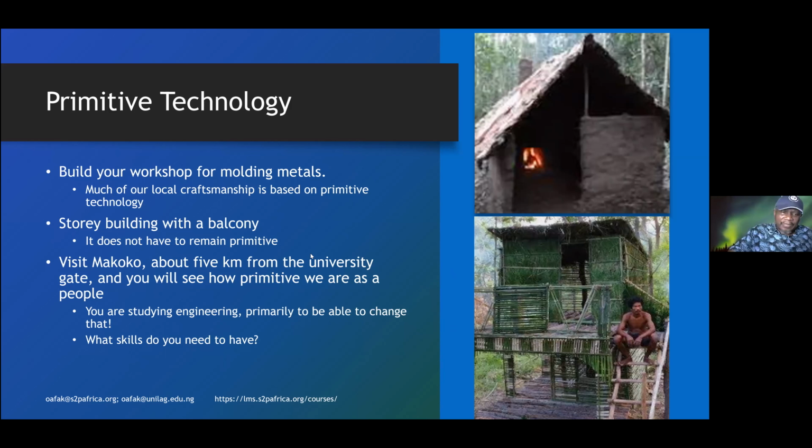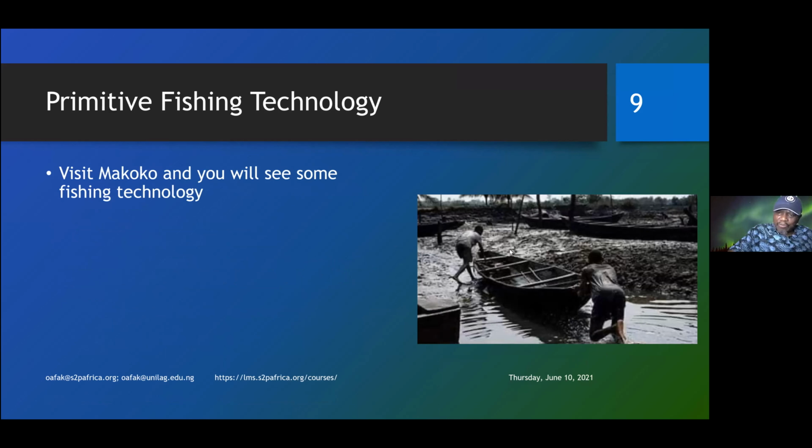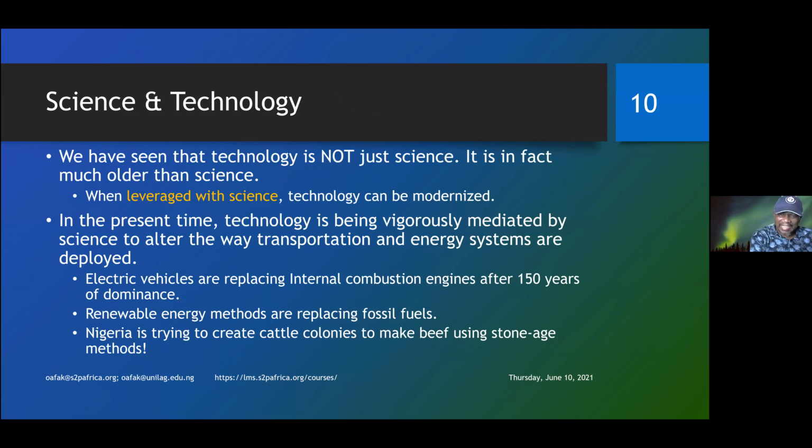See how this is the fishing technology that you will see when you go to Makoko. Just some people in the mud pulling their boats that they carved out of wood, and it works, but it's primitive and not hygienic. If there's a disease, COVID or cholera or anything, it will take some of them away, because they are not benefiting from modern technology. Now, we are looking at science and technology. We have seen that technology is not just science. It is in fact much older than science, whereas we are dating modern science to 1600.